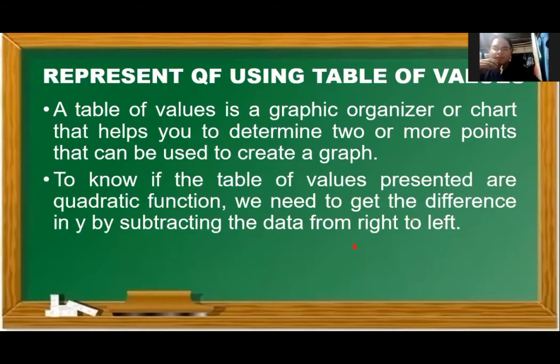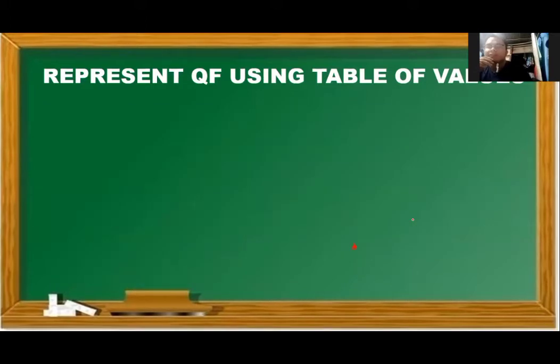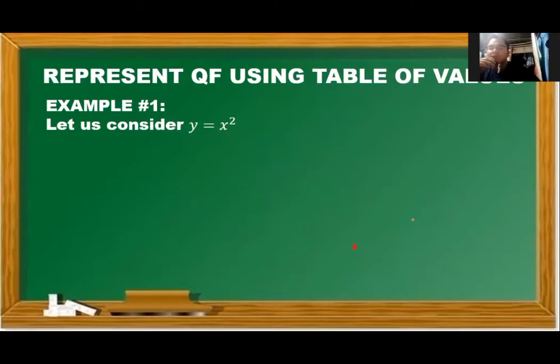Next slide. To know if the table of values presents a quadratic function, we need to get the difference in y by subtracting the data from right to left, and we need the answers to be equal at the second trial of subtracting data. So the table of values is what we use to represent quadratic functions.